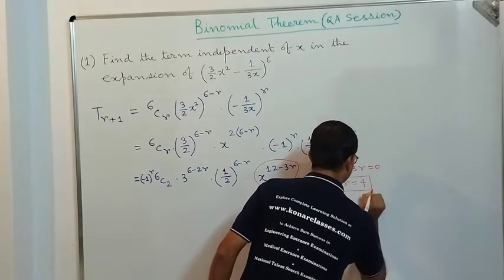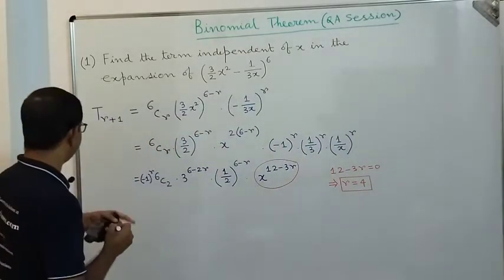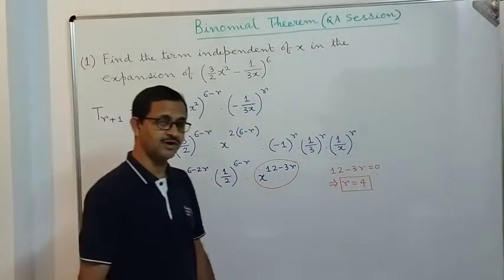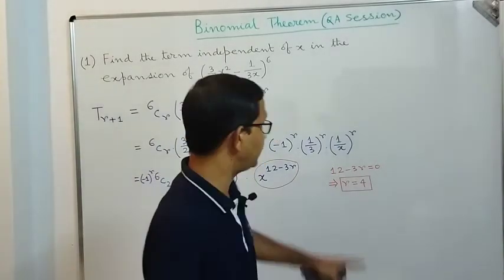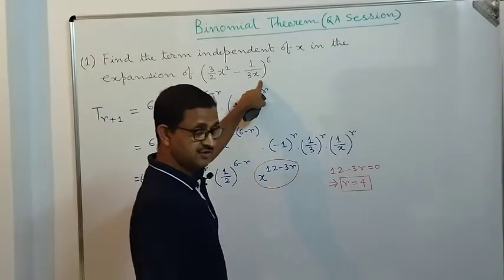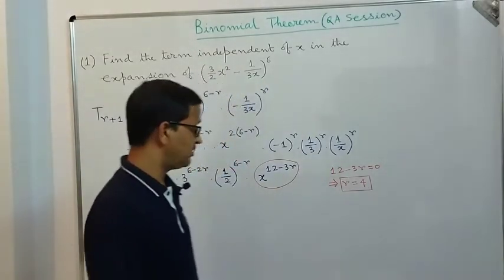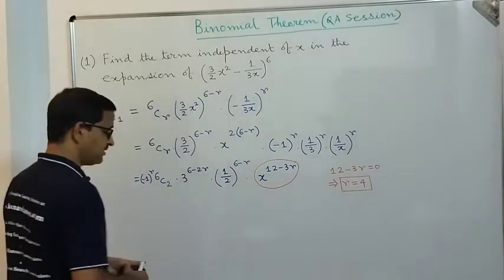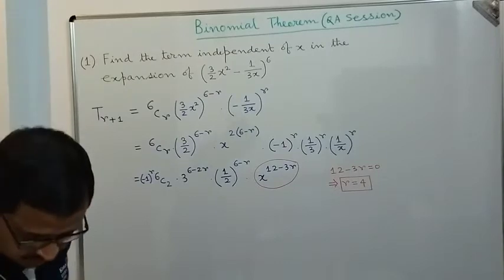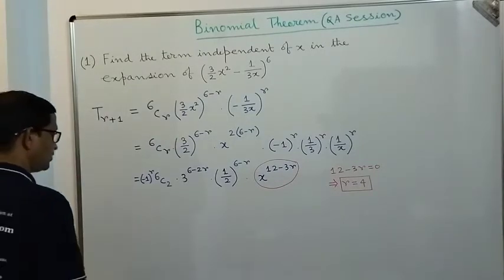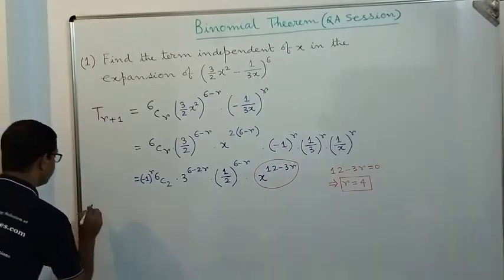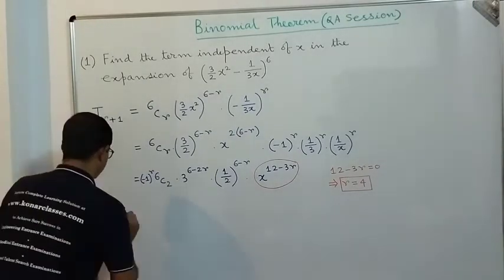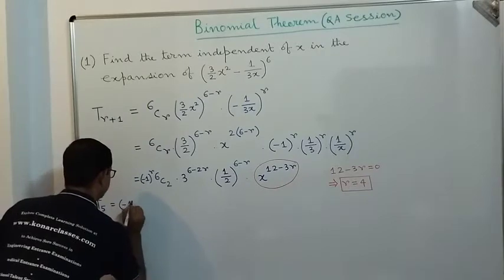So what can we say, dear students? We can say that T(4+1), that means the fifth term in the expansion, is independent of x. And according to the question, we need to find that term. What is that term then? Let us find it out. If we apply r equal to 4, then we get T5, the fifth term, with (-1)^4.